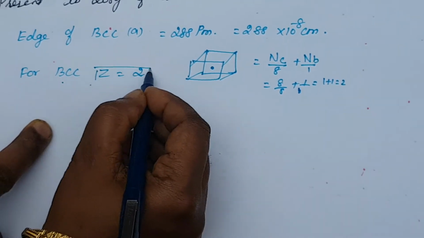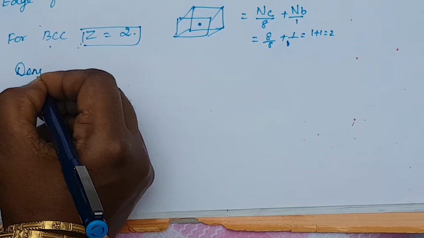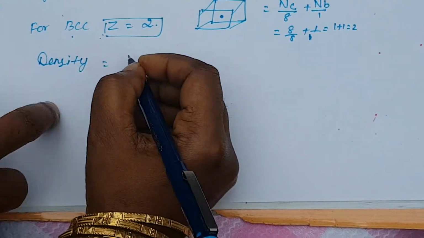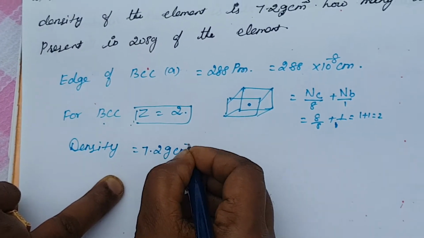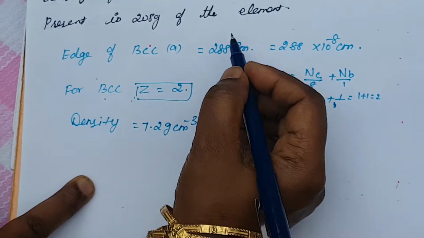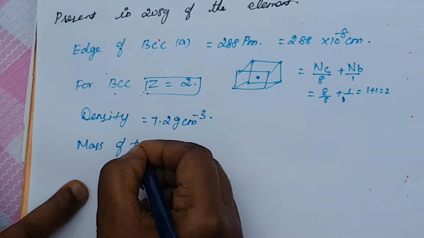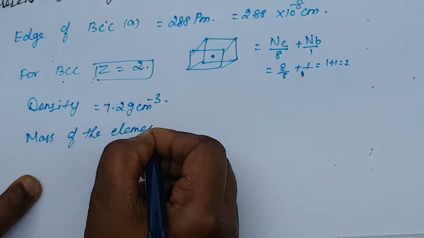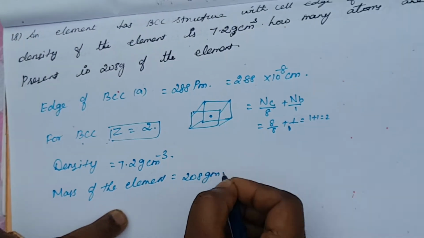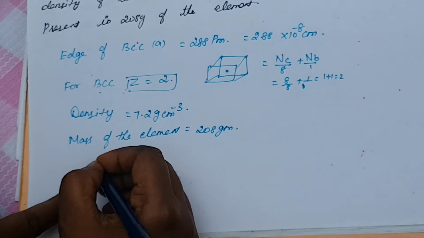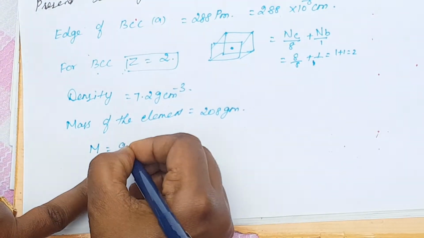Z is equal to the number of atoms in the BCC unit cell. What is the density given? Density is 7.2 gram per centimeter cube. And what is the mass of the element? Already given, the mass of the element is equal to 208 gram. Okay, so how to calculate the M? What is the formula?